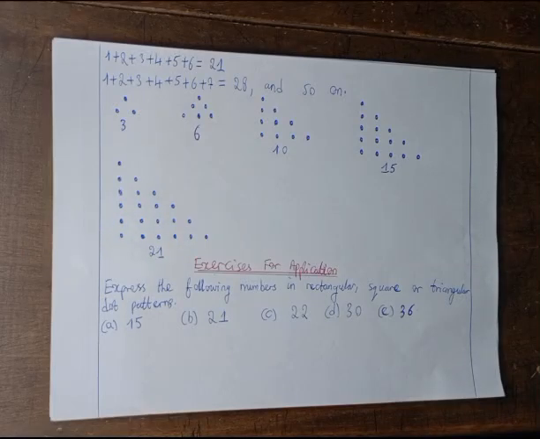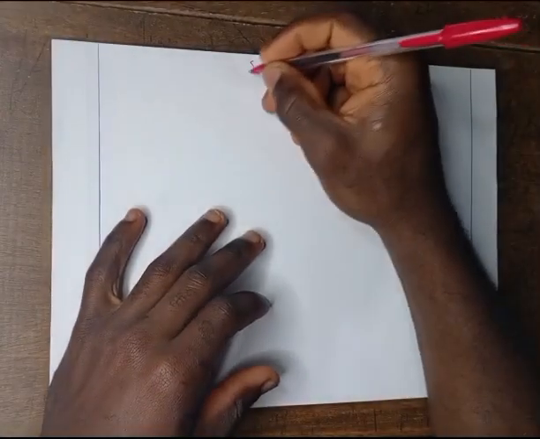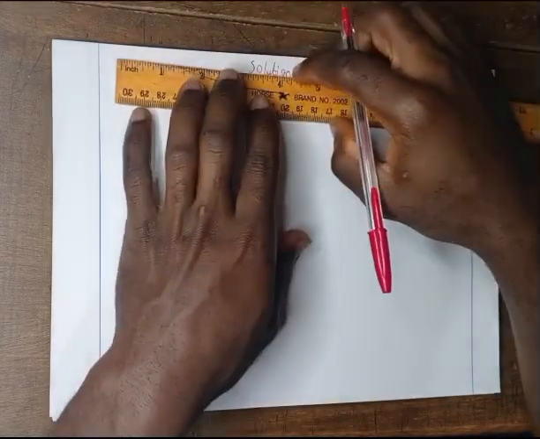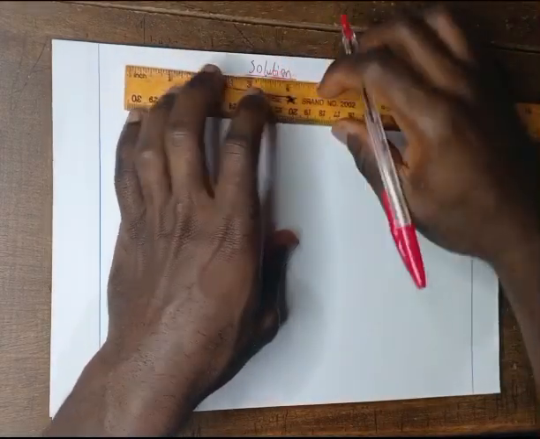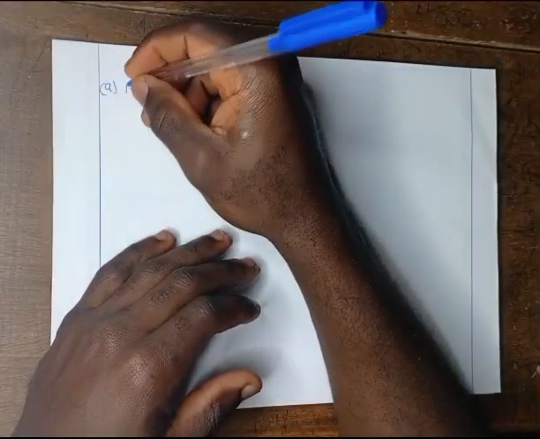We will continue from where we ended last time with the correction of the following exercises for application. It goes: express the following numbers in rectangular, square, or triangular dot patterns. For A, we have the number 15. We're going to take down the solution.